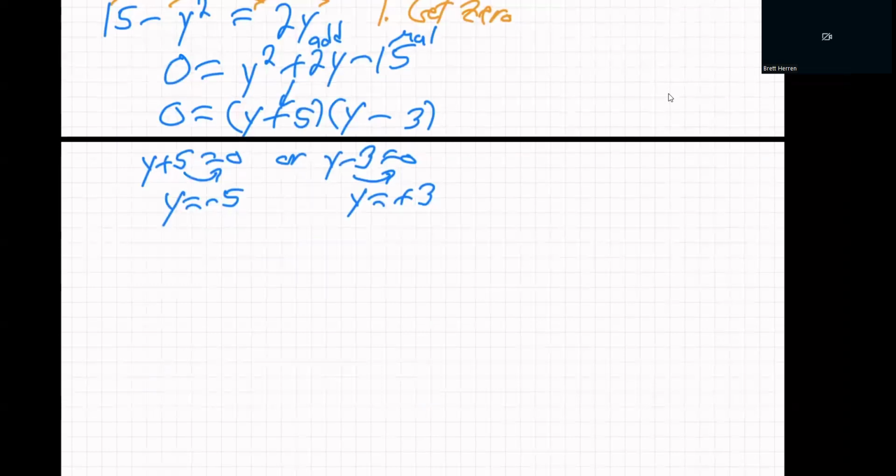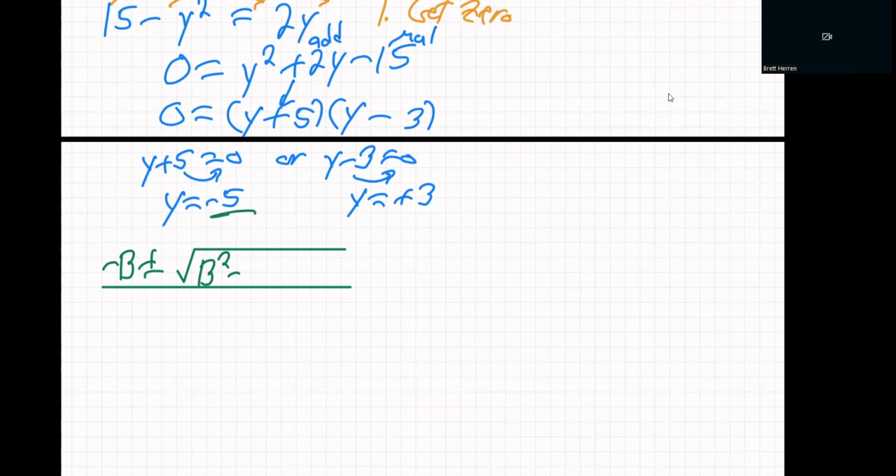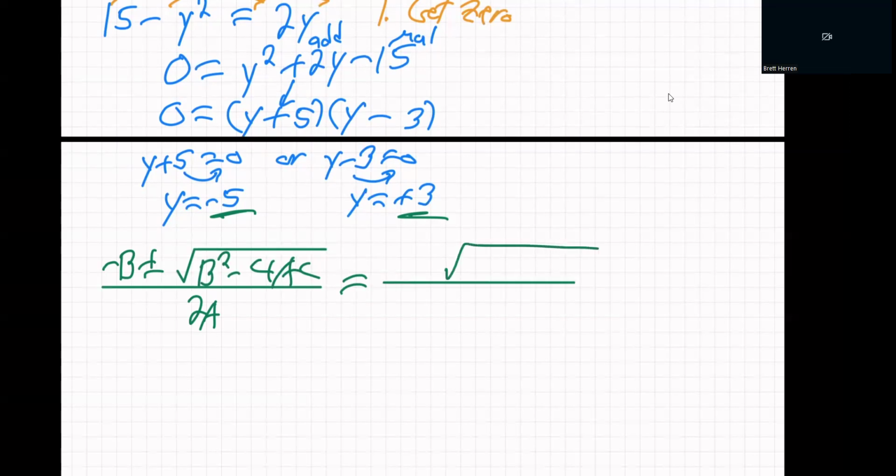So I'll do that. So here we go. Negative b plus or minus. I'm just redoing it. I'm going to get the same two answers, negative 5 and positive 3. B squared minus 4ac all over 2. I'm going to show both ways. I know most people prefer the quad, so we'll go, okay, I'll do the quad.